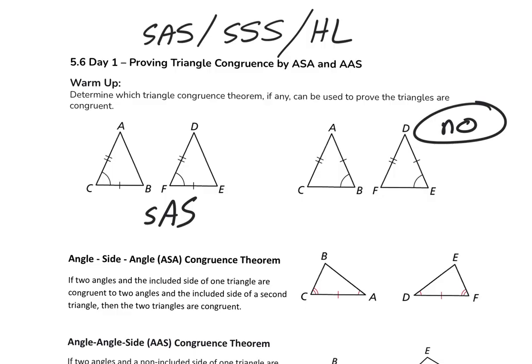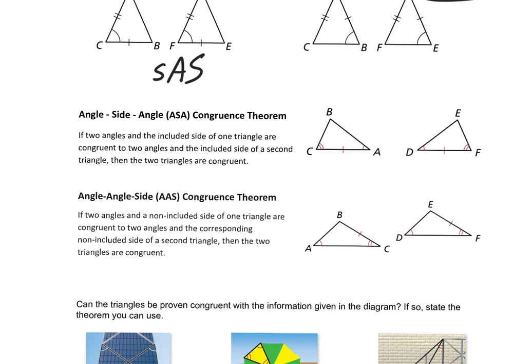Okay. Over the next week and a half, we're going to be doing a lot of work with triangle proofs, okay? And today we're going to talk about the last two ways to prove triangles congruent, which are angle, side, angle, and angle, angle, side, okay? So after today, we will have 5 different ways to prove triangles congruent. And so we've got a lot of different ways now that we're going to be able to prove triangles congruent.